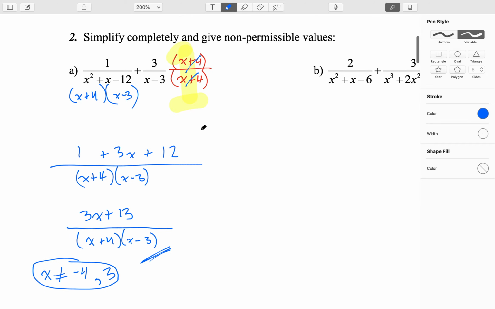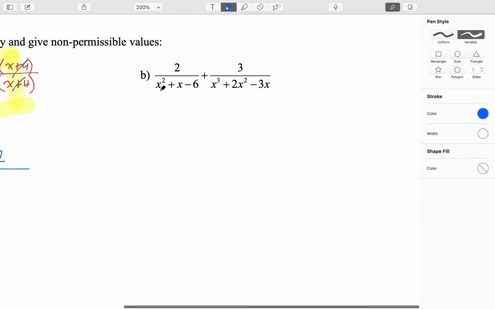Okay. How about this one over here? This one's not so easy. I've got a whole bunch going on here. So once again, let's factor. Two numbers multiplied to negative 6. So it's got to be 3 and 2. So x plus 3, x minus 2. What about this thing? Oh man, this is going to be big.